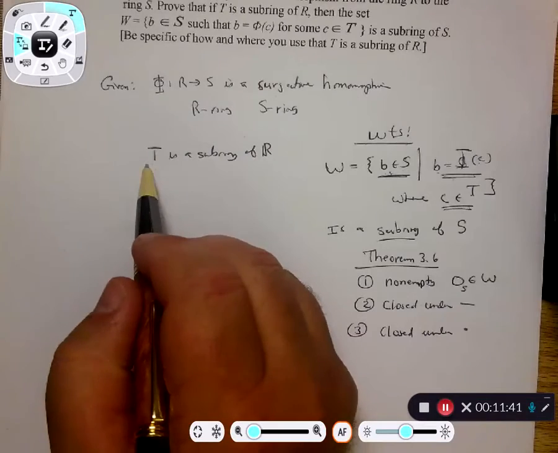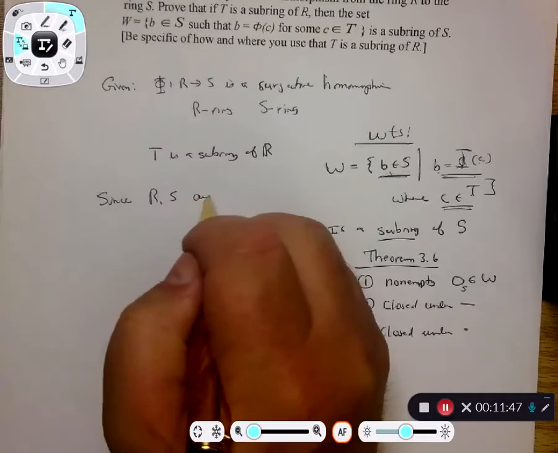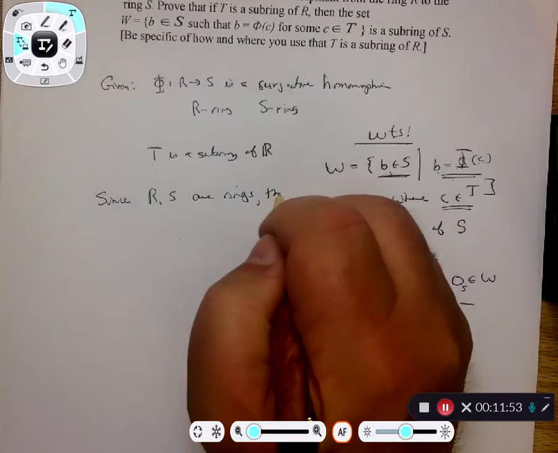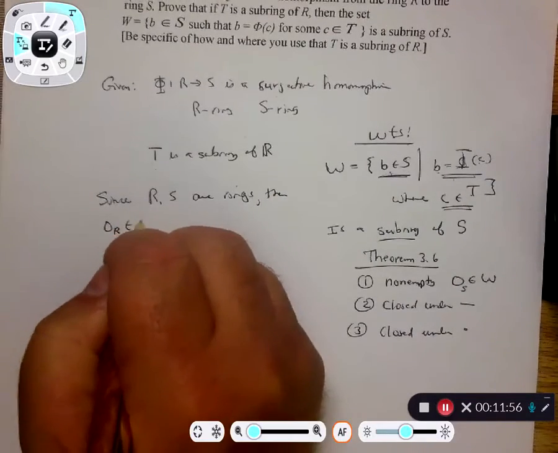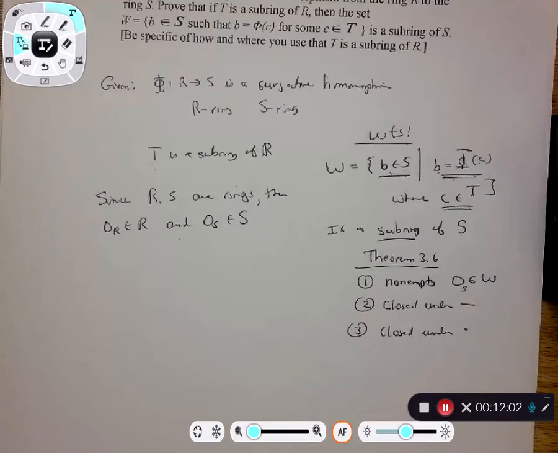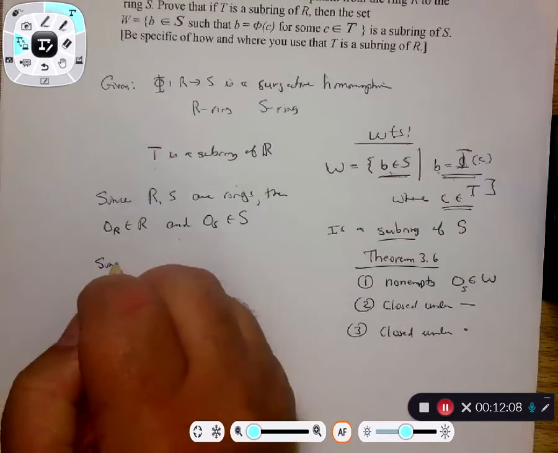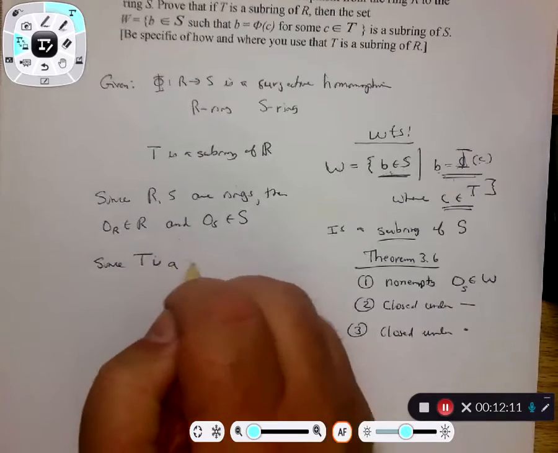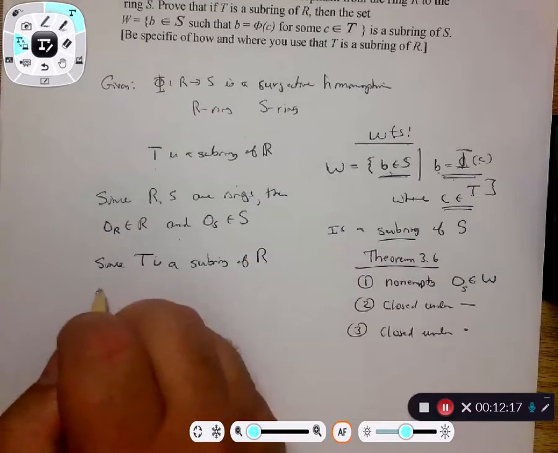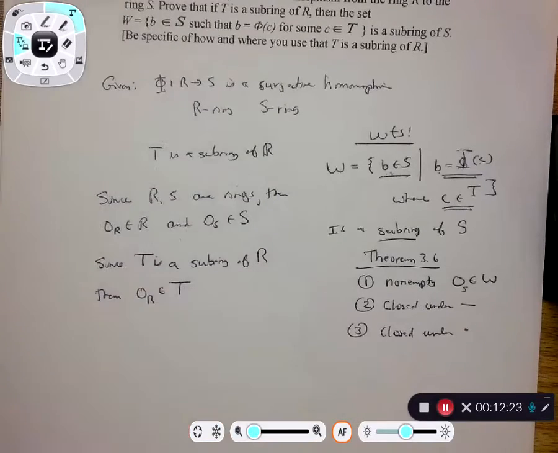Since R and S are rings, guess what elements are going to be in each one of them? Then 0_R is an element of R, and 0_S is an element of S. Now remember, you've got to be specific where you show T is a subring of R. Since T is a subring of R, then subrings have the zero element. 0_R will also be an element of T.